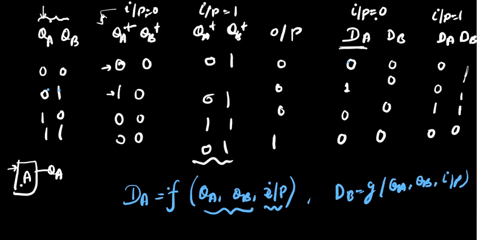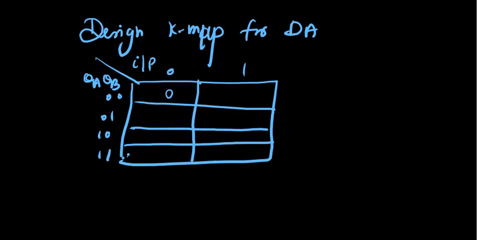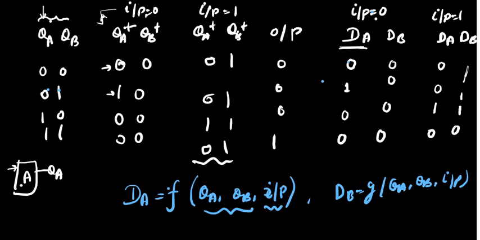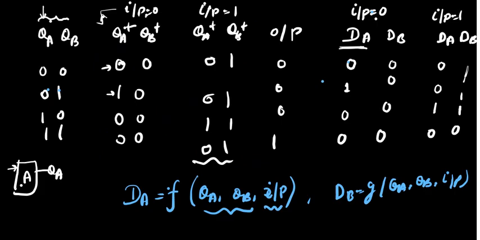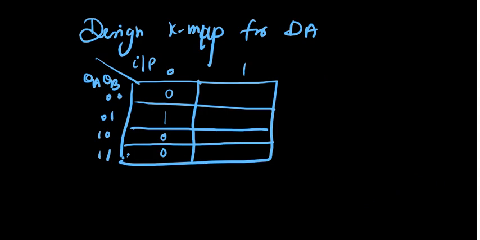Similarly, 0, 1, input 0, 1, 0, 0. So it is simple. Here, what is the value of DA? This you have to see. When input is 1 and QA, QB is 0, 0, 0. So you have to write this column 0, 0, 1, 0.